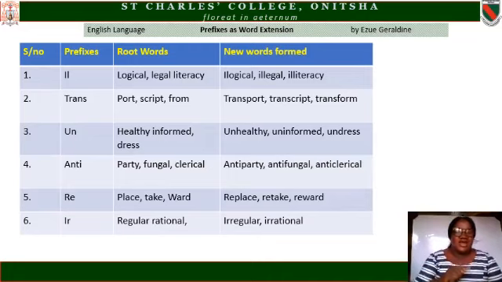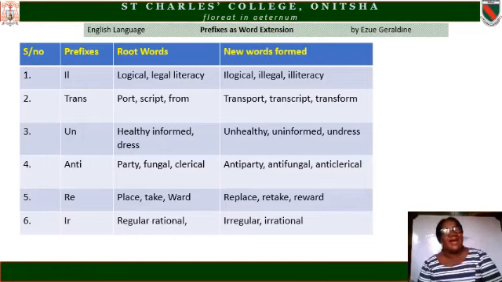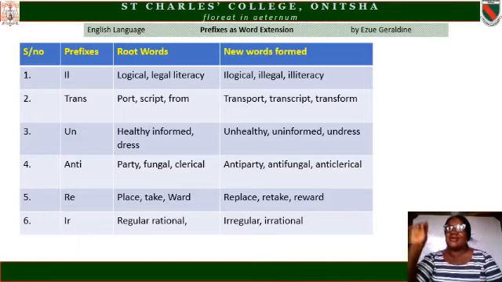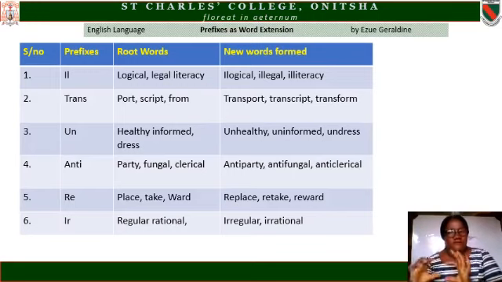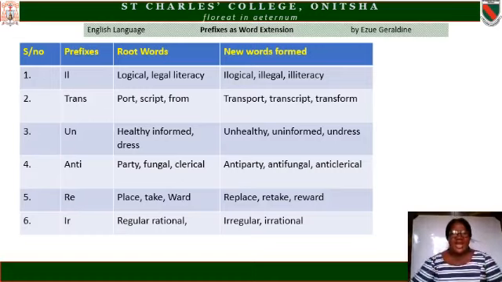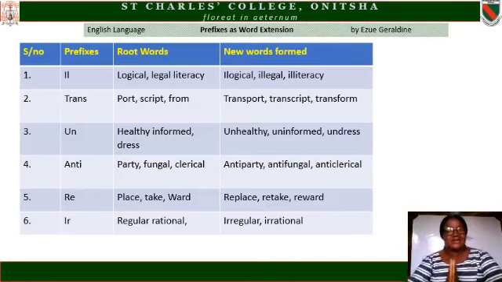And we have il added to logical, will give us illogical. Remember, I said il means not. So, if you know the meaning of the prefix, it will help you to know the meaning of the new word formed. For example, logical is something that we all understand. It is logical. But when we add the prefix il, it gives us another new word. And from the meaning of the prefix, we understand the new word formed. Illogical, which means it is not logical.